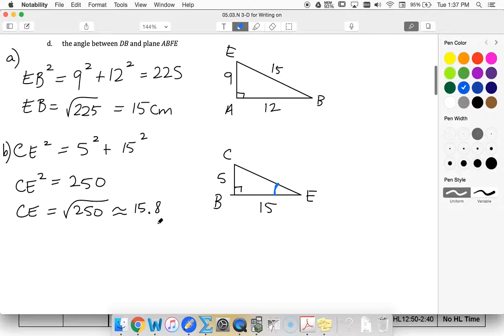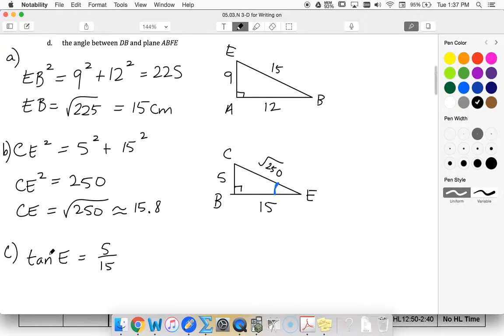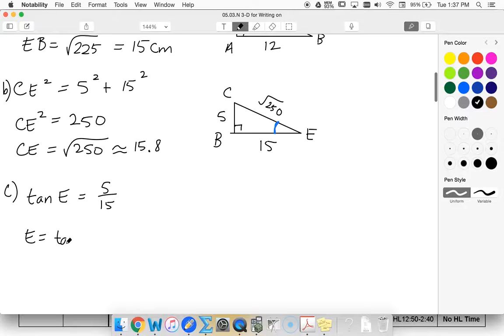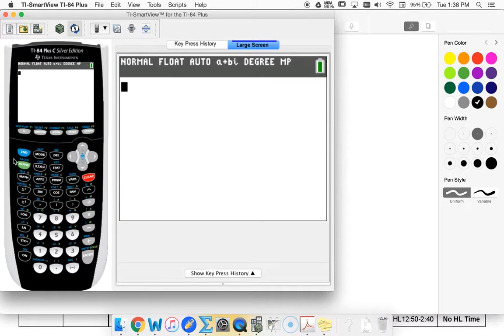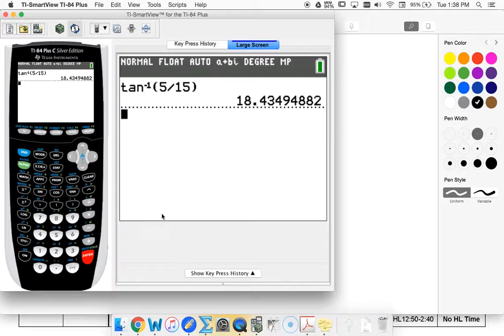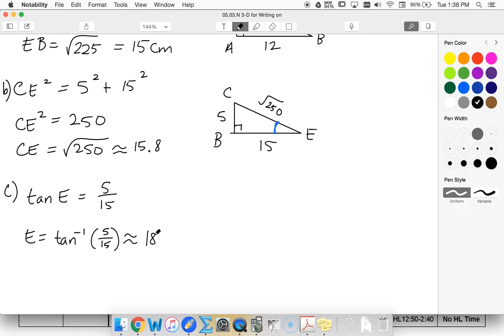So I could use sine, cosine, or tangent to find it. I'm going to use tangent because I know the 5 and the 15 exactly. This one we just found, that was root 250. So actually I know that exactly as well, but I'm going to go with my 5 and 15. So tan E equals opposite over adjacent. I don't know my angle, so I'm going to use tan inverse of 5 over 15. And then I'm going to get approximately 18.4 degrees.